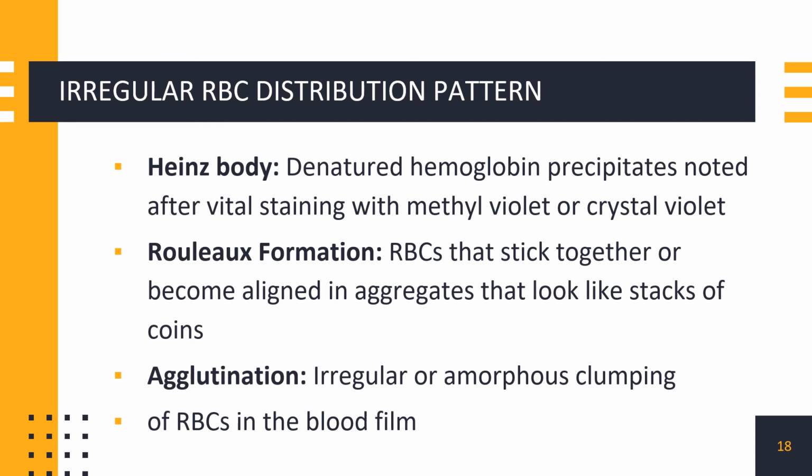Rouleau formation is associated with elevated plasma fibrinogen or globulin. On the other hand, agglutination can be caused by the presence of a cold agglutinin or antibody in the patient's serum.